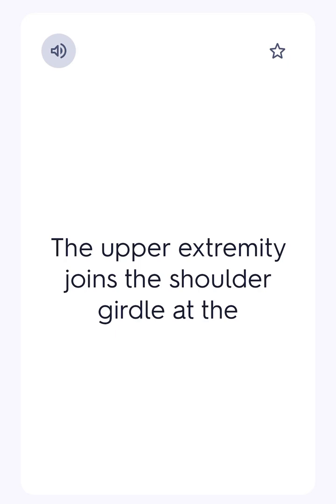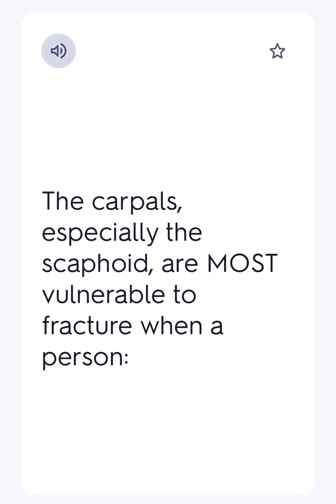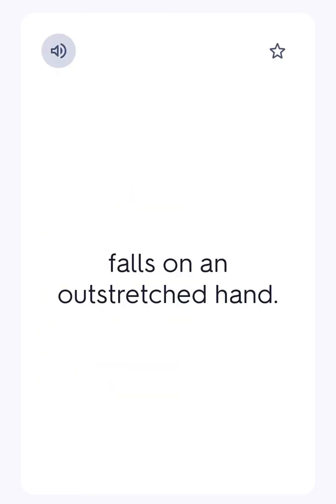The upper extremity joins the shoulder girdle at the glenohumeral joint. The carpals, especially the scaphoid, are most vulnerable to fracture when a person falls on an outstretched hand.